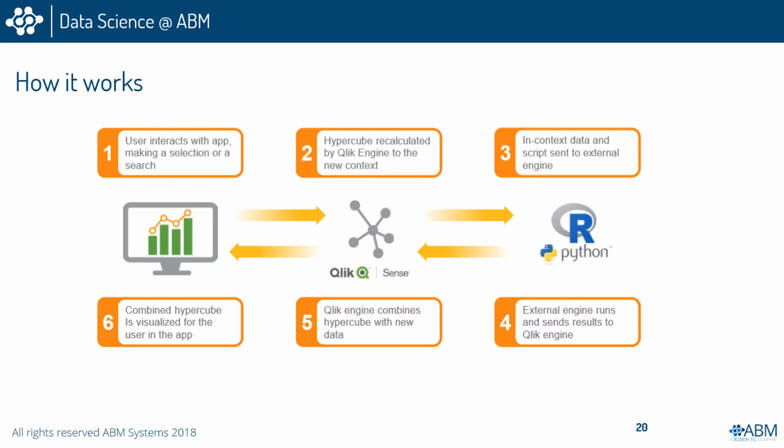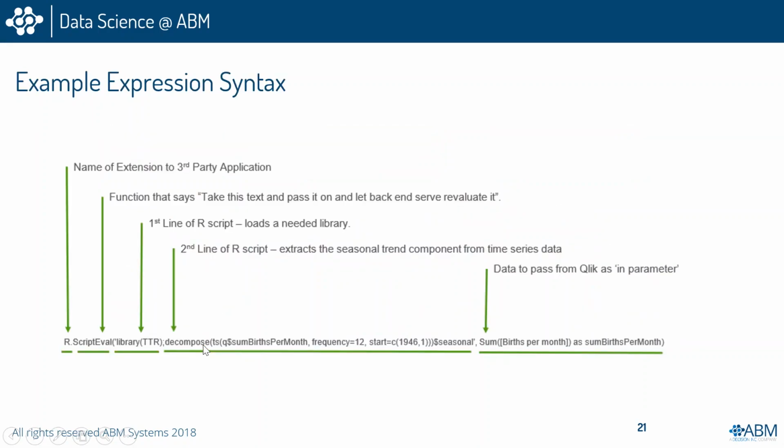Now, how it works effectively is that the user would interact with the app. And you saw before how I was clicking around in Qlik Sense. So that is the interaction side of things. When you connect it up to Python, in this case, which is what I'm using, you're using the Qlik engine to build a hypercube and get that recalculated so that you've got this new context. That in-context data is then sent to the external engine, in this case Python. The external engine runs and sends the results to Qlik, and I'll show you how it's doing that. Then the Qlik engine combines the hypercube with new data, and that combined hypercube is visualized in real time with the user.